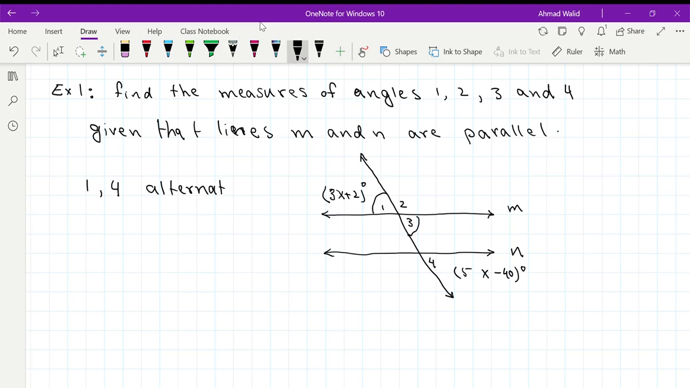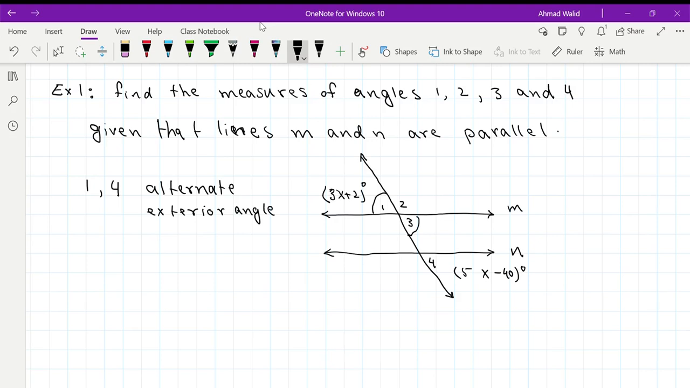They are alternate. Exterior, both of them is exterior angles, right? Am I right? Alternate because one of them is on one side of the transversal, the other one is on the other side of the transversal. Exterior because both of them are outside, not inside of the parallel lines. Correct? That's why they are alternate exterior angles.